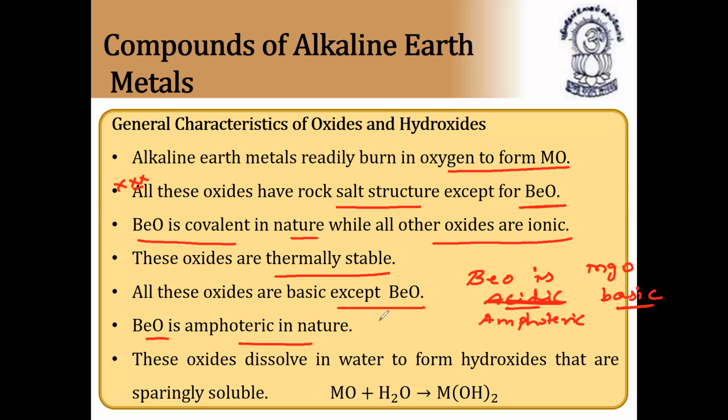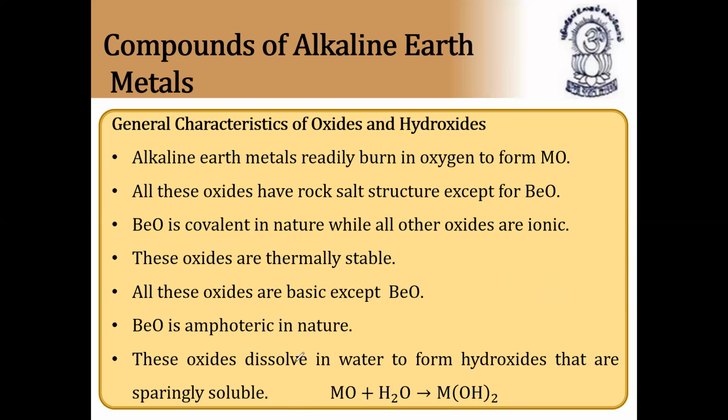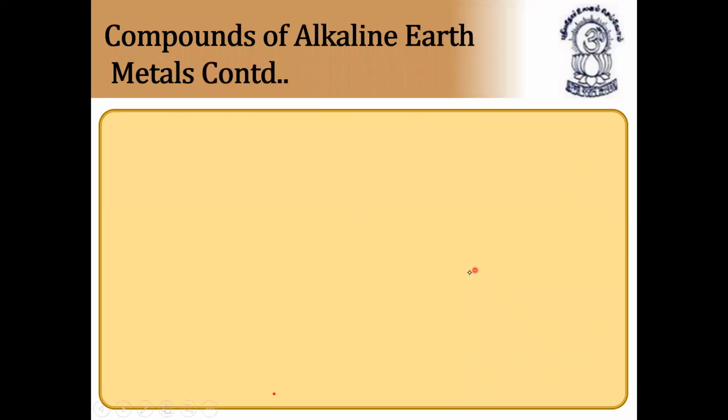Beryllium oxide is amphoteric in nature due to its covalent character. These oxides dissolve in water to form hydroxides that are sparingly soluble. So it forms beryllium hydroxide. All these oxides dissolve in water to form hydroxides that are sparingly soluble: magnesium hydroxide, calcium hydroxide, beryllium hydroxide, and so on.